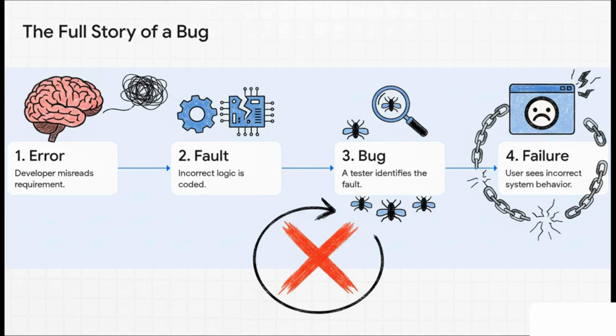It all starts with a human error, a simple misunderstanding. That creates a fault, which is the actual bug sitting in the code. And if that fault isn't caught by a tester, it's going to cause a failure for an end user. The entire job of a tester is to find that fault before it ever gets the chance to become a failure.